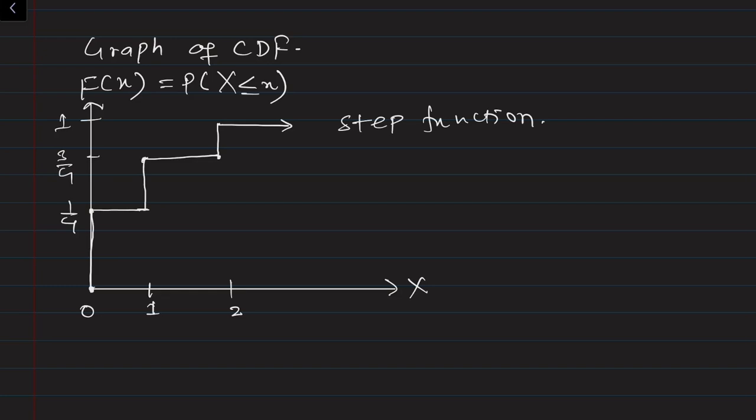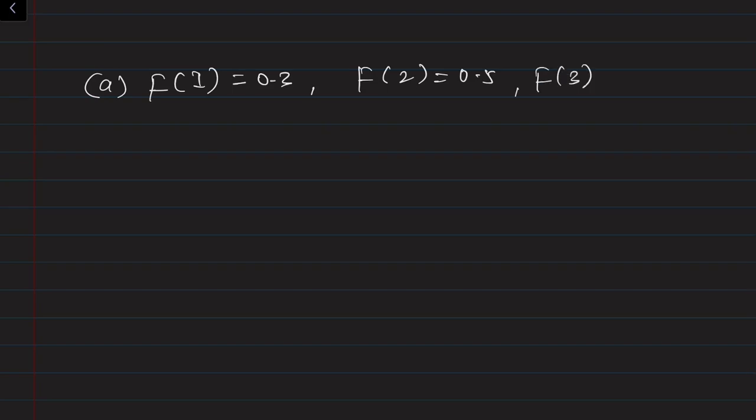Now let's do a few examples. Suppose you are given f1 equals 0.3, f2 equals 0.5, f3 equals 0.8, and f4 equals 1.2, for x equals 1, 2, 3, 4. You do not know the function, but you are given the values of this function when you put the values 1, 2, 3, 4. Now you are asked to show whether these functions are valid CDFs.